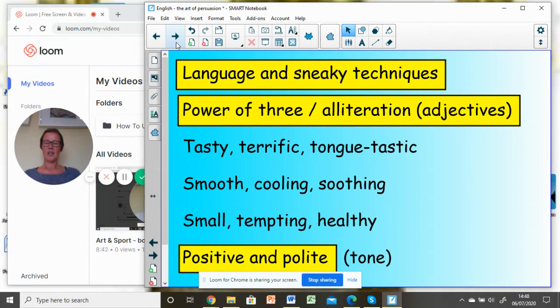Here's another little sneaky technique. I call it the power of three, usually used with adjectives, and sometimes you can use alliteration within this trio of adjectives. Thinking about ice creams, you could say they were tasty, terrific, tongue-tastic. You might choose non-alliteration: smooth, cooling, soothing, or small, tempting, healthy. And I'd like to say as well that persuasion has quite a positive tone and a very polite tone to invite the reader or listener to agree.